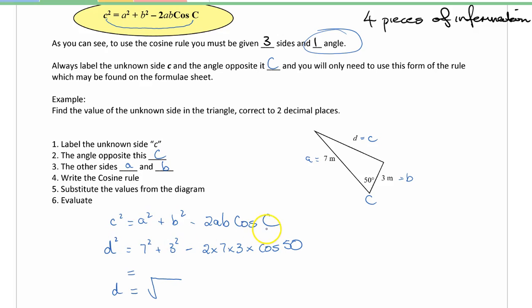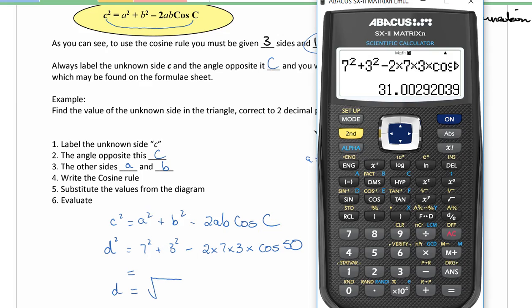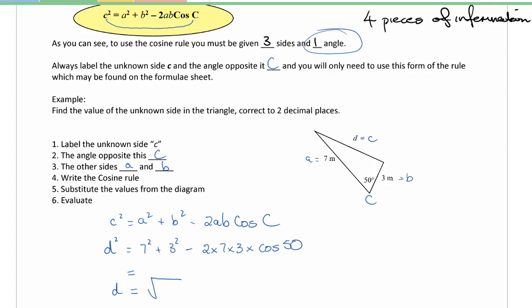Once you've got your formula written, substitute in. So in the place of c is the unknown, it's called d in this case. Don't forget the squareds. The formula says squared and squared and squared. A we've chosen to call 7, b is 3, and then it's 2 times a times b, cos 50. Now, go to your calculator and put that in. You can see there it's 31.00 and so on. I'm not going to round it off.